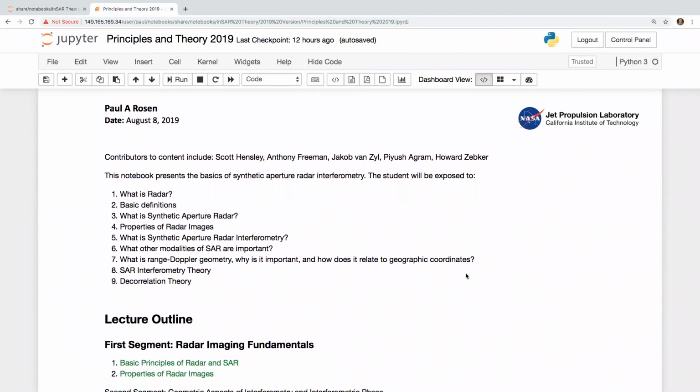Okay, so in this notebook, we're going to talk about what radar is, some basic definitions, what synthetic aperture radar is, some general properties of radar images, and then in the afternoon, we're going to move on to interferometry and talk about that and correlation and things that you're going to care about throughout the course of this week as you're processing a lot of data.